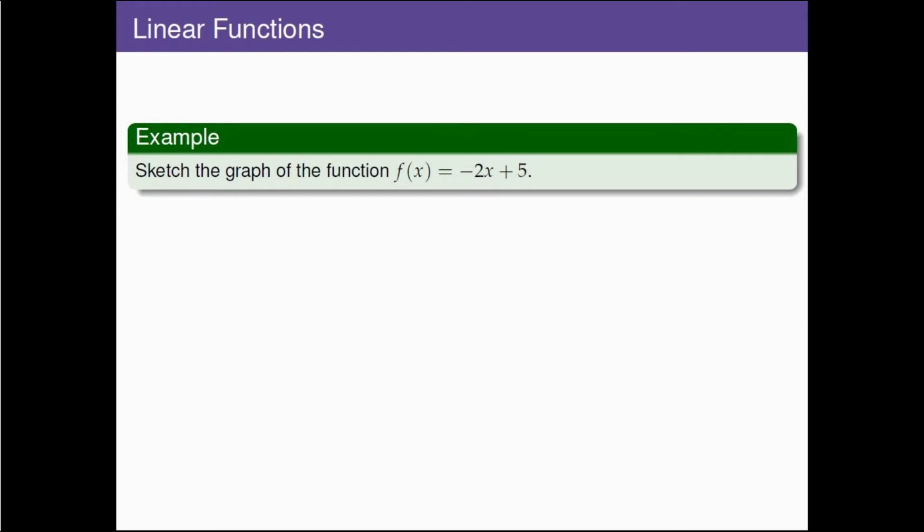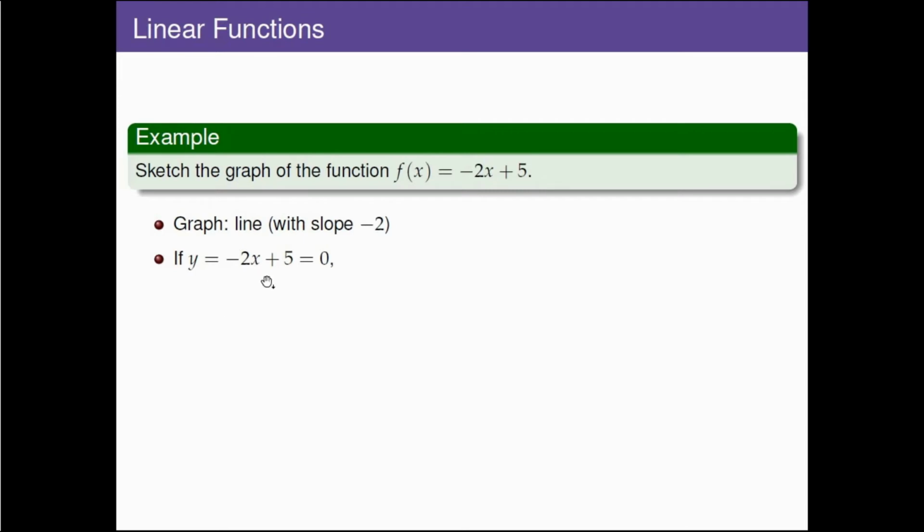Example: we sketch the graph of the function f(x) = -2x + 5. The graph of f is a line since the function is of the form mx + b, where m is -2 and b equals 5. The slope is -2. We now find the intercepts.